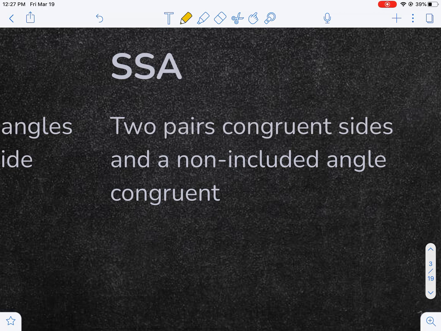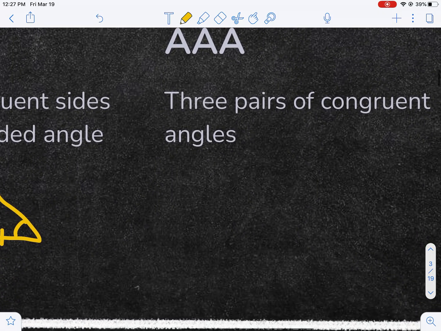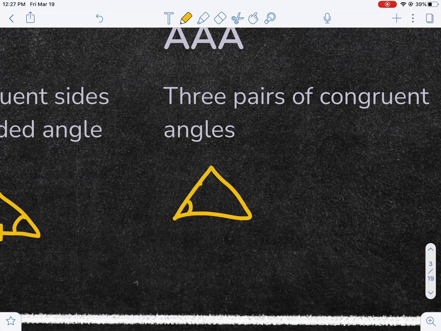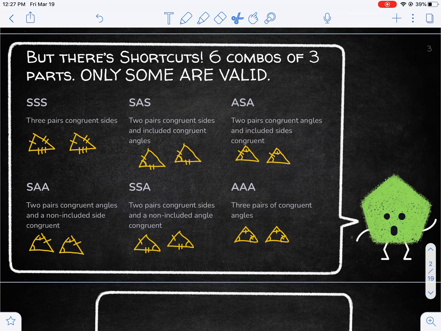And then I get side side angle, which is when I have 2 sides and an angle not in between them. And then I've got angle angle angle, which is when I have all 3 angles and no sides at all. And again, only some of these are valid. So we're going to go through each one and talk about whether or not they work.